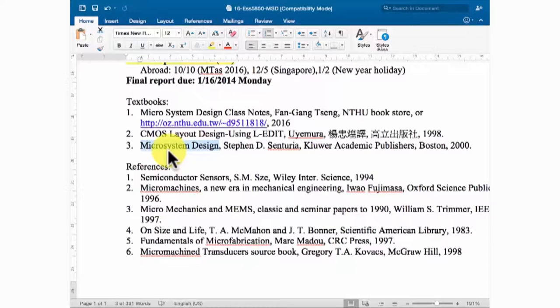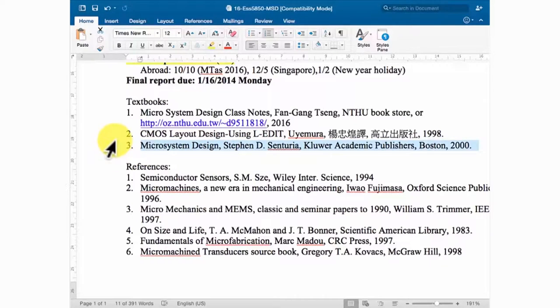If you have questions regarding different kinds of sensors or actuators and want more information, you can go to this book. It contains very detailed information. The book is from 2000. It's Microsystem Design, a good book with a lot of information inside.